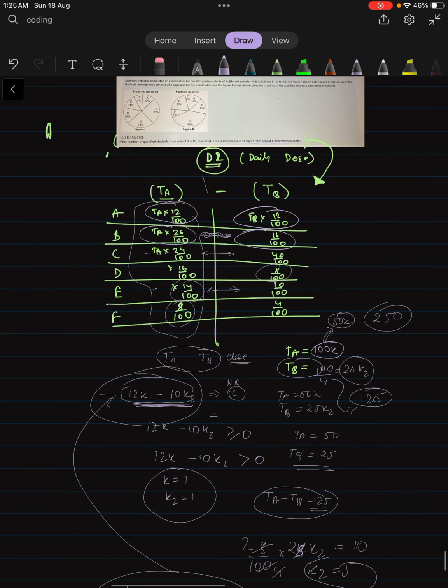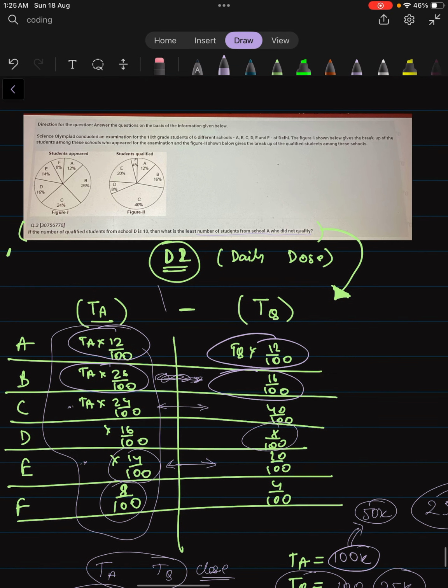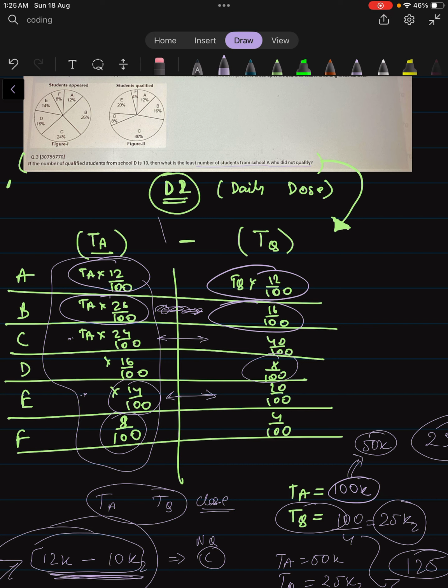So this is a very interesting question. A lot of concepts of DI were used in this question. I really like this question if you want to strengthen this closeness of the distance kind of questions in DI.